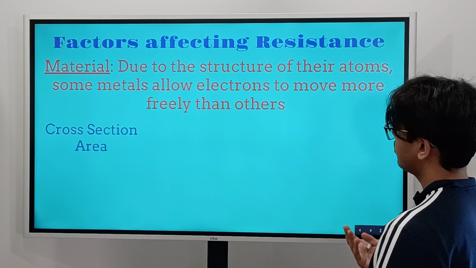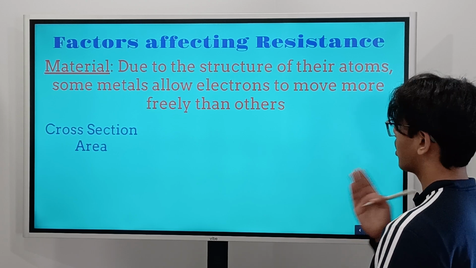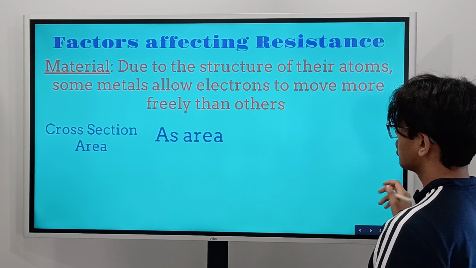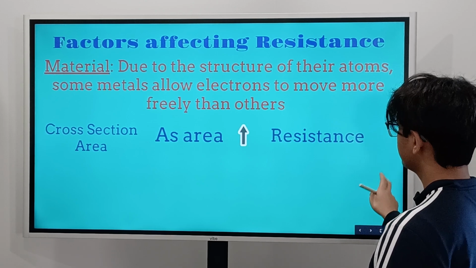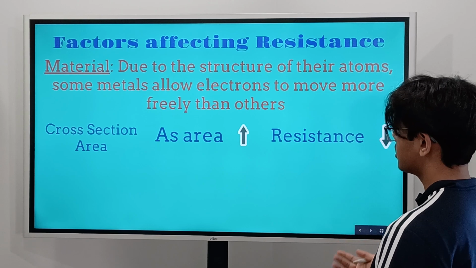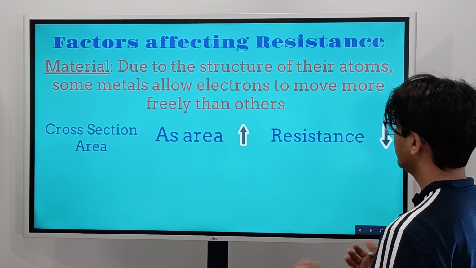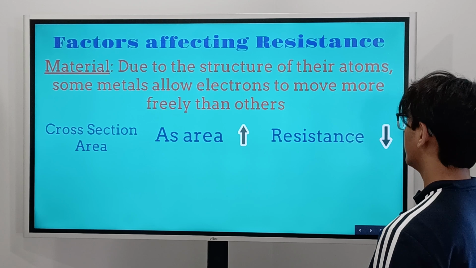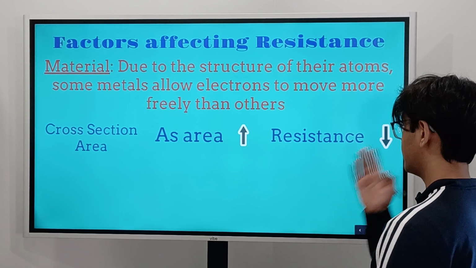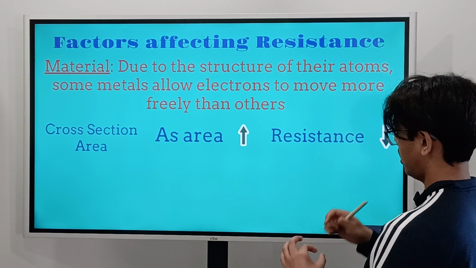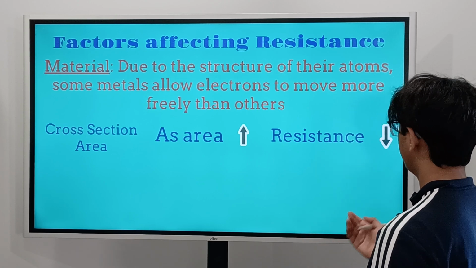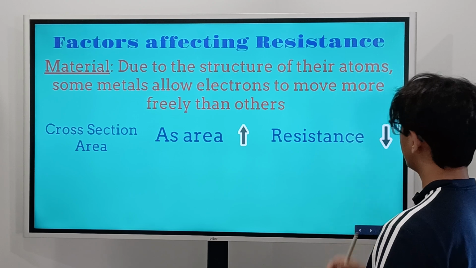The second factor that affects resistance is cross-section area. As the area goes up, the resistance will lower. This makes sense because the more area we have, the more freely the electrons will be able to move, which means our resistance will go down as the area goes up. On the other hand, if the cross-section area was smaller, then our resistance would go up.